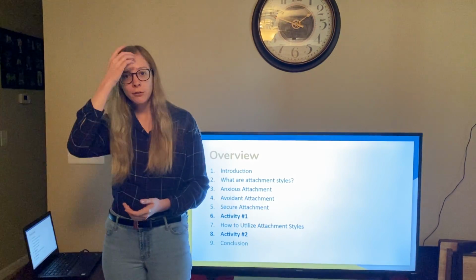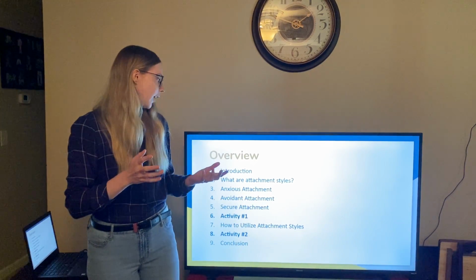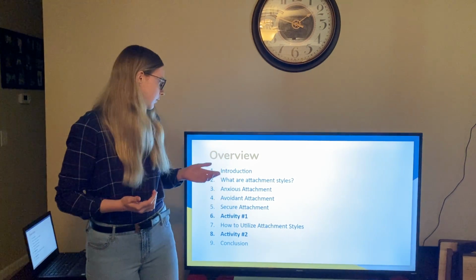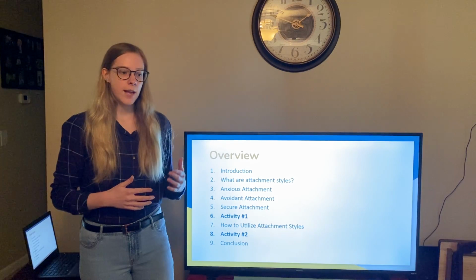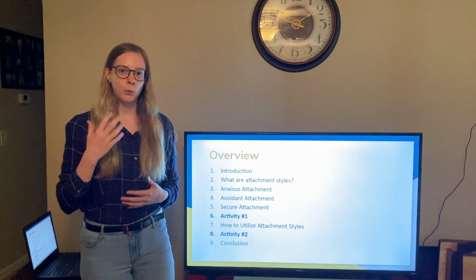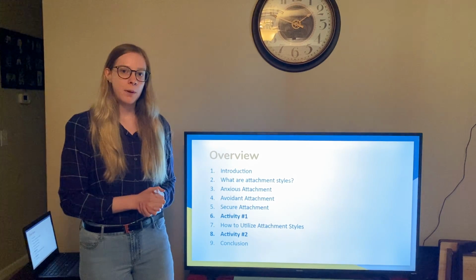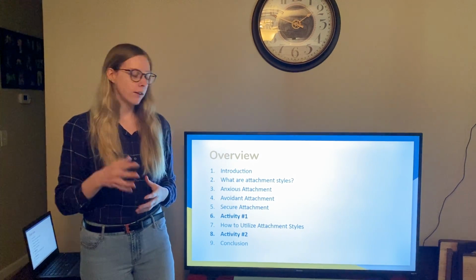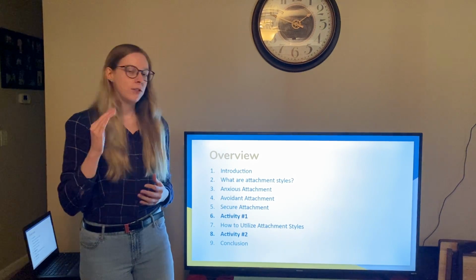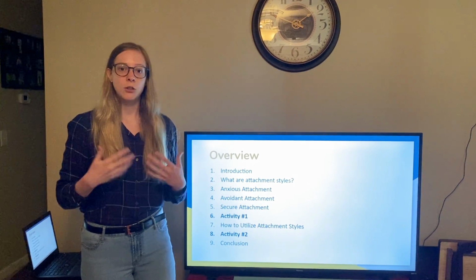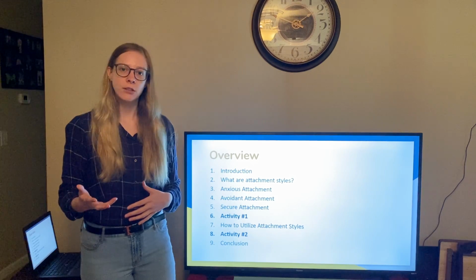First, we're going to do a quick overview, so I will introduce the topic and then explain what attachment styles are, and then I will go into each attachment style and explain their characteristics and what they're like in a relationship. We're going to do a quick activity about just figuring out what your attachment style is. Then I will go through each attachment style again and offer some tips and strategies you can use to utilize your attachment style to improve your relationships.